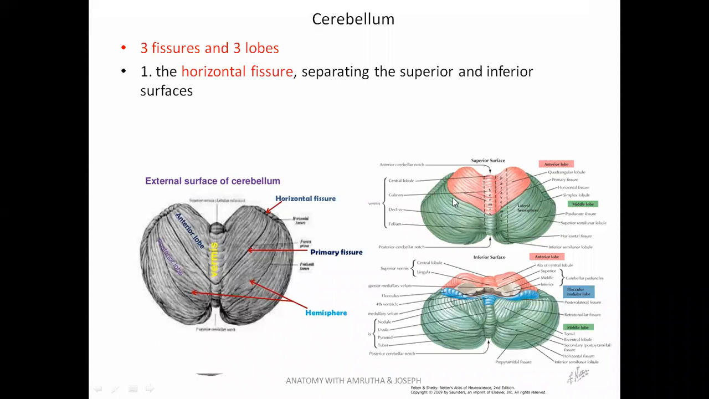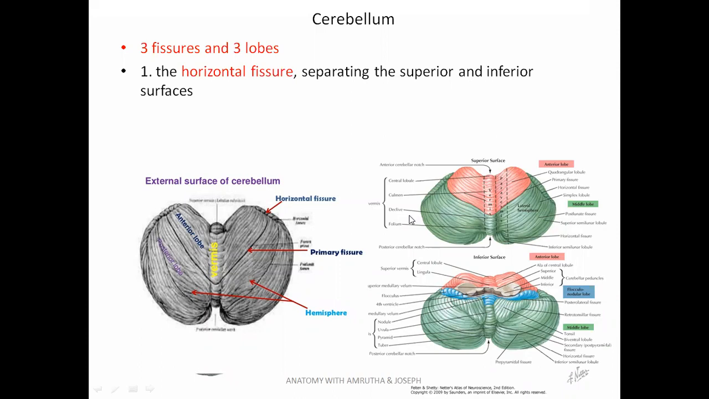Okay, now these things are going to be very important, because this is what you have to write when the question on the cerebellum is asked. You have to mention the introduction and a little bit about the location of the cerebellum. These things will be important. Now, what I'm going to talk about: there are 3 fissures and 3 lobes. So the cerebellum has 3 fissures and 3 lobes.